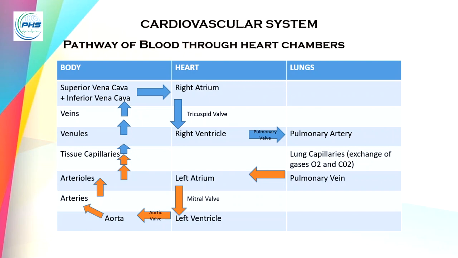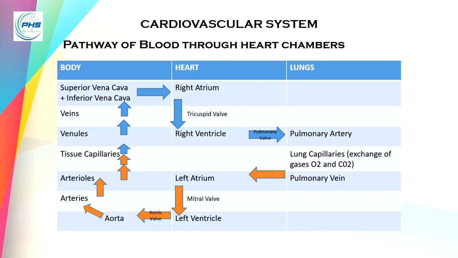Next, veins. These are blood vessels that take blood back to the heart. This blood contains less oxygen and is rich in waste products that are to be excreted or removed from the body. Veins become larger as they get closer to the heart.